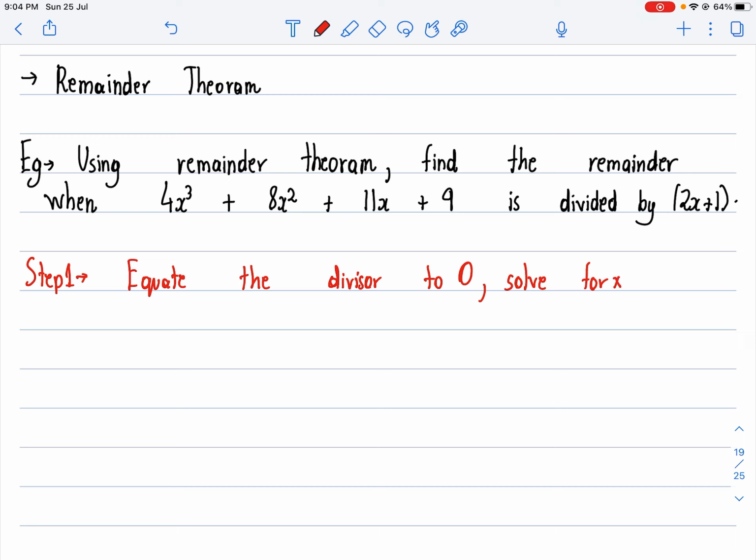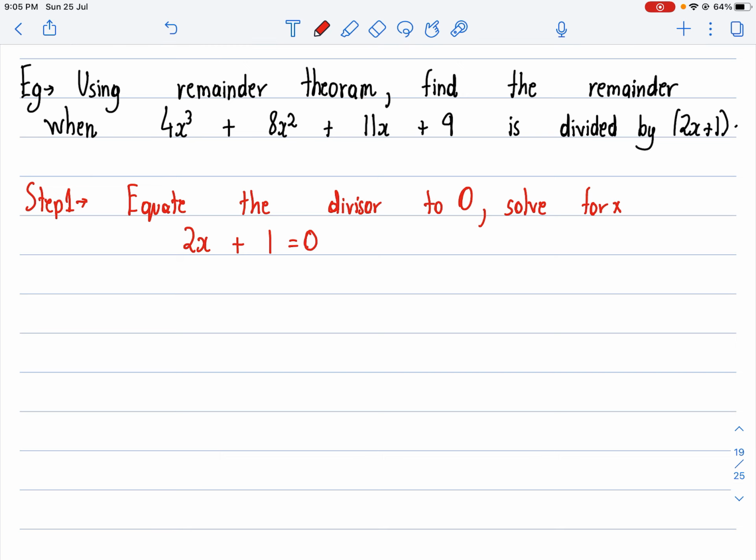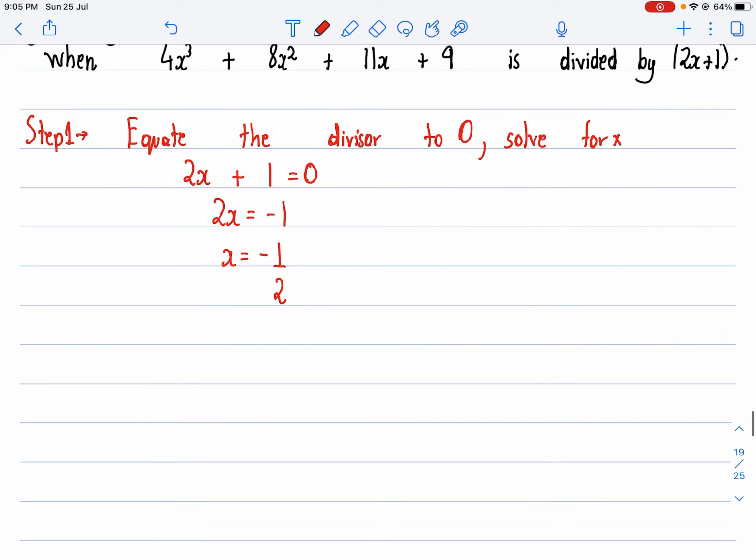A really simple step. In this case, my divisor is 2x plus 1. So I can simply do 2x plus 1 equal to 0. Now I need to solve for x, so I can write this as 2x equals negative 1. So I get my x as minus 1 over 2. Now I can go to step 2.